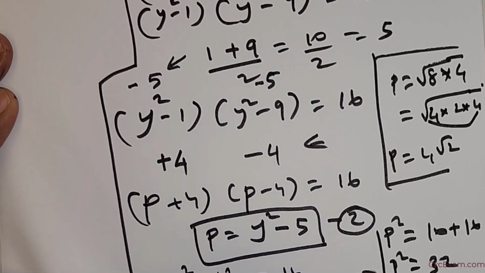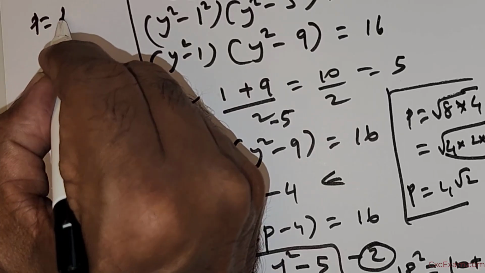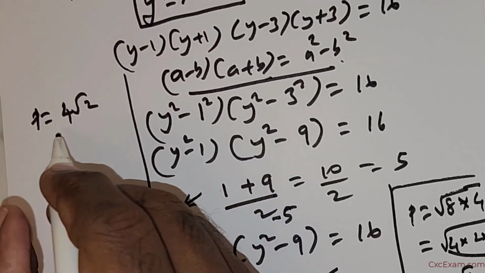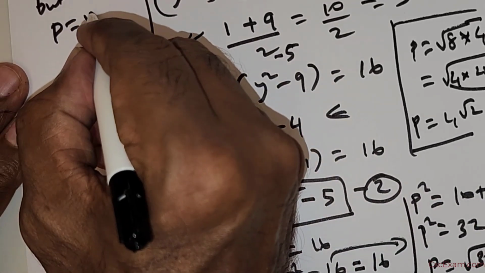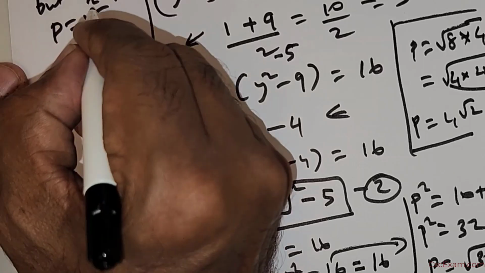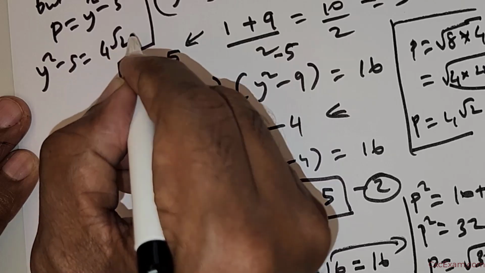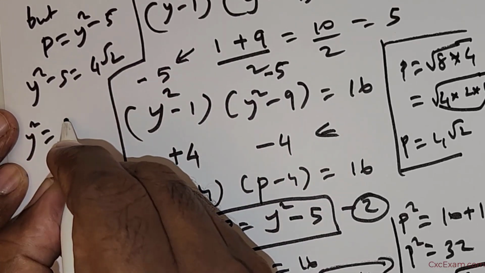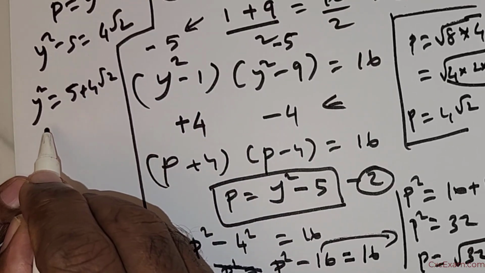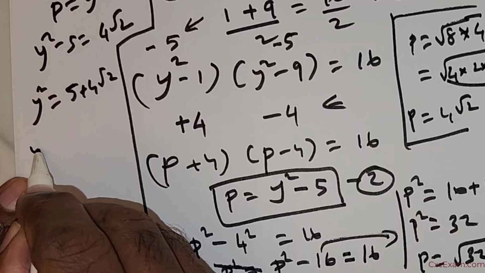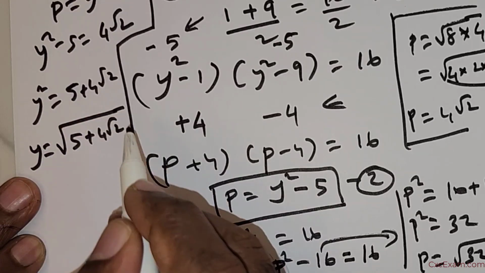But what is actually p? p is equal to 4 times the root of 2, but my p is y squared negative 5. So this would mean y squared negative 5 is equal to 4 times the root of 2. This means y squared is equal to 5 positive 4 times the root of 2. Now clearly I can take the value of y. So y is equal to root of 5 positive 4 times the root of 2.